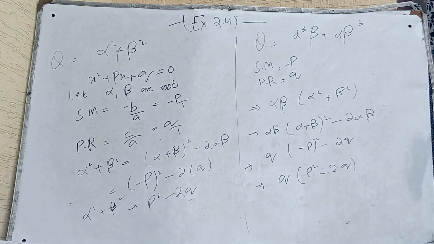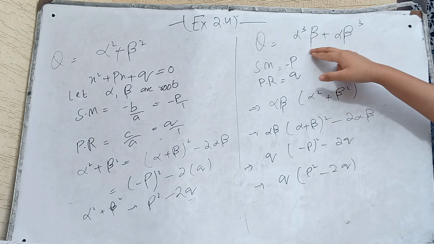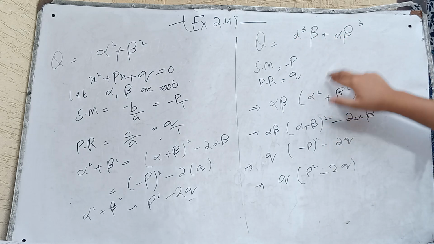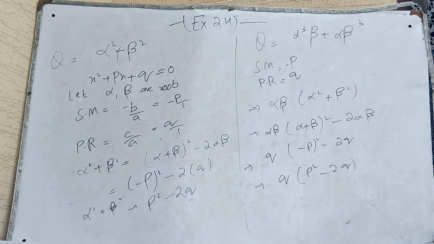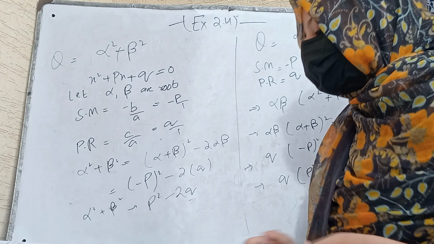The sum of the roots and the product of the roots we find, and then putting in this formula, we have alpha beta, which is common, and then alpha square and beta square remaining. Open the formula of alpha plus beta whole square minus 2 alpha beta, and putting the values of this, we have q times p square minus 2 q, which is required.